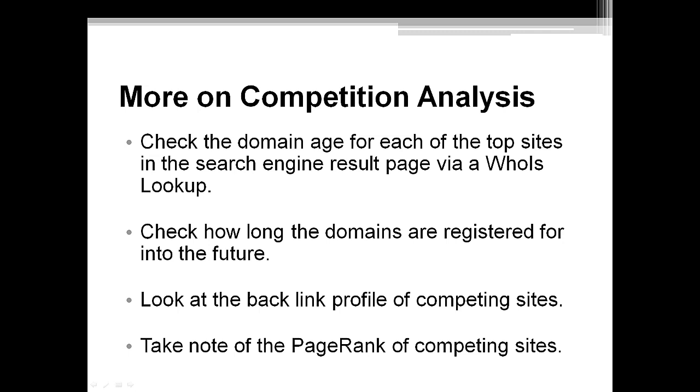You're going to want to look at the backlink profile of the competing sites, as well as the PageRank. Both of these things we will take a look at much more closely in another video.